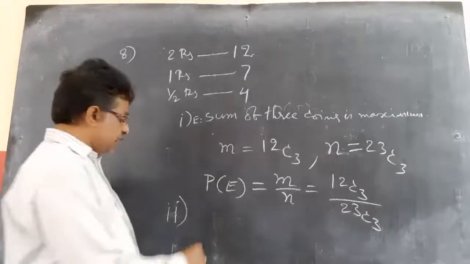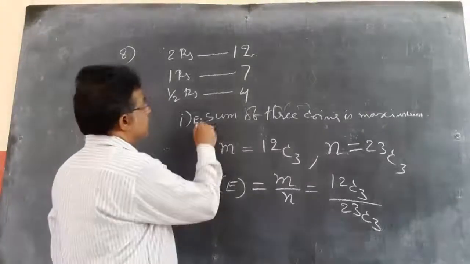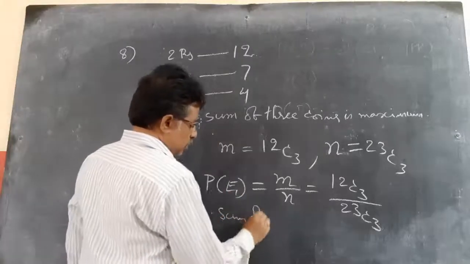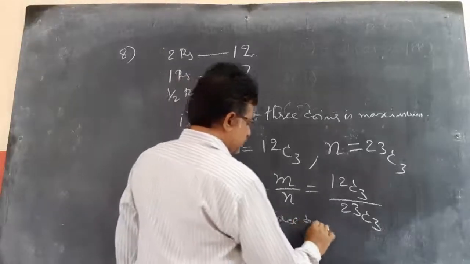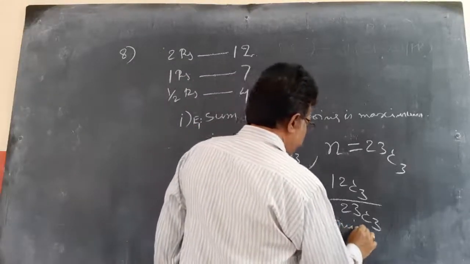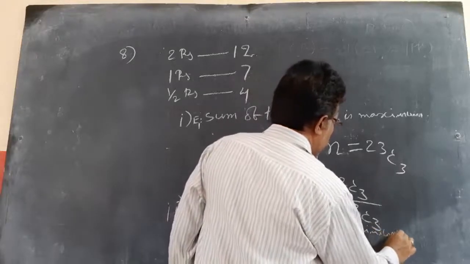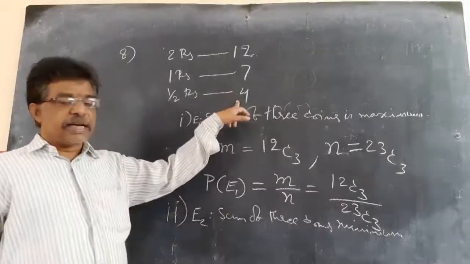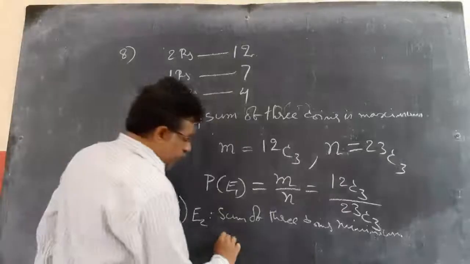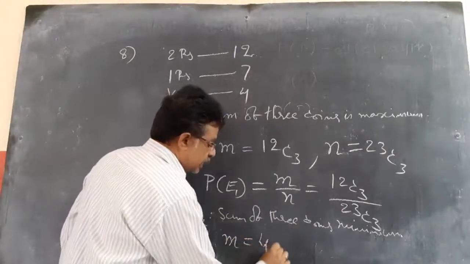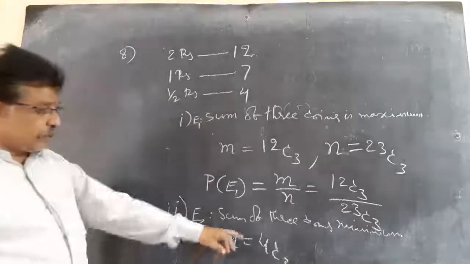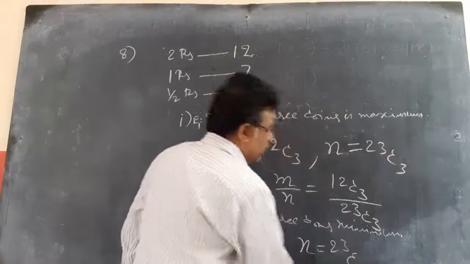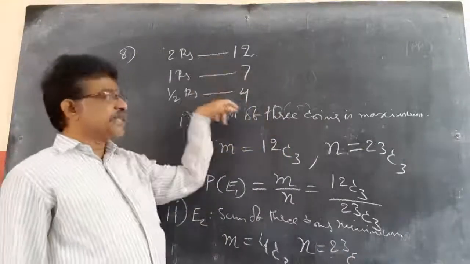So when is the sum of the three coins minimum? If I take E1 as the earlier event, this is E2, the sum of three coins is minimum. When do I get the minimum? To get the minimum, the least value is half rupee. So I need to get all three from the least value. So 4C3. So favorable outcomes to get the minimum is 4C3. Out of the 4 I need to pick up 3. So 4C3, and total outcomes do not change. N is equal to 23C3. For minimum or maximum I need to pick up 3 coins from the whole bag.